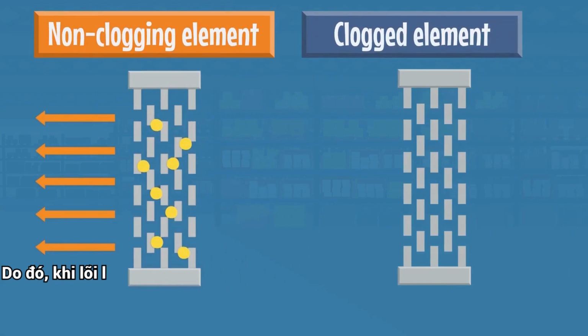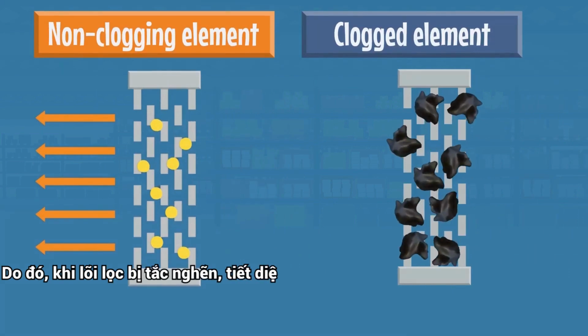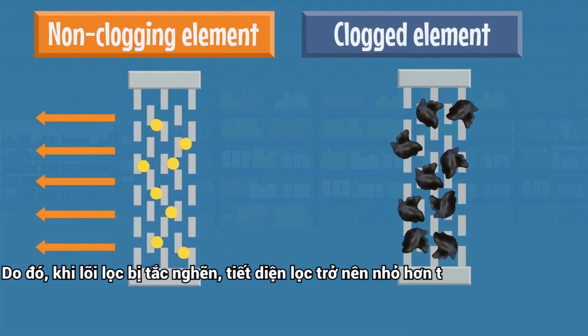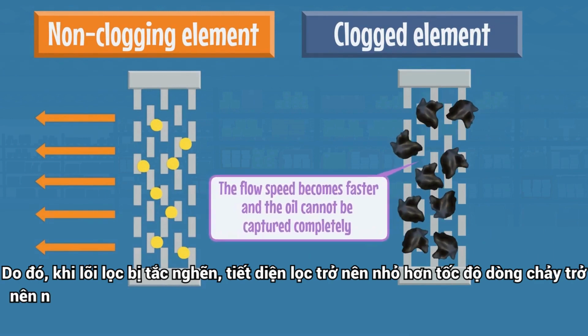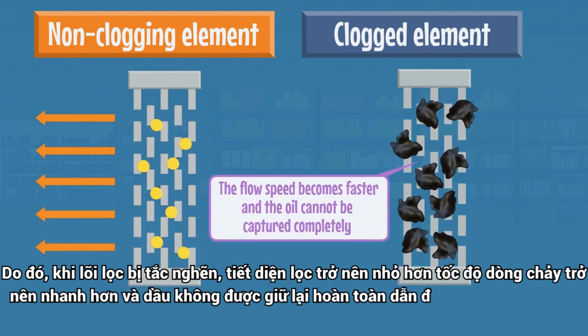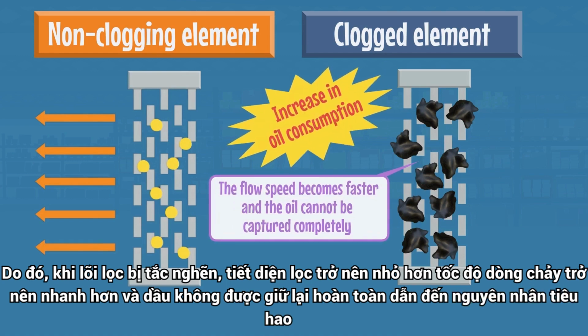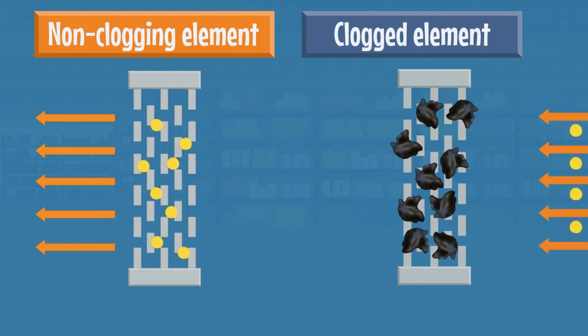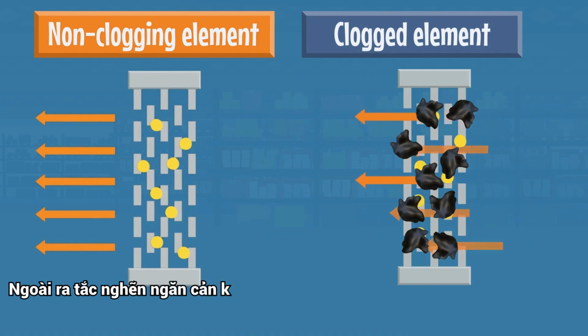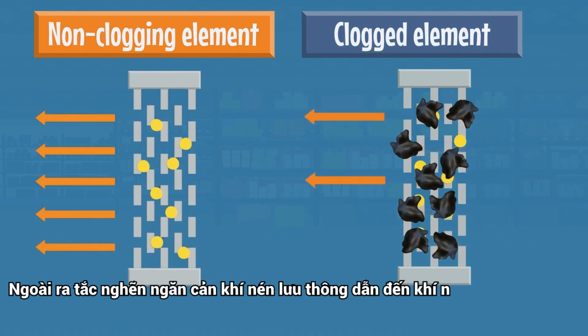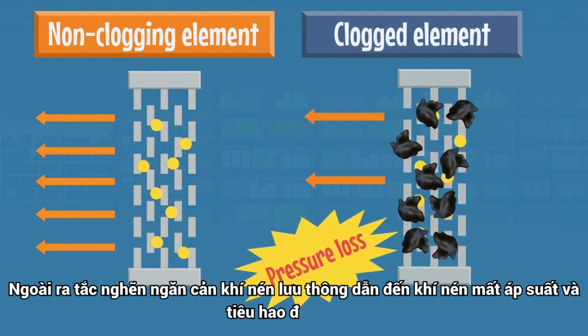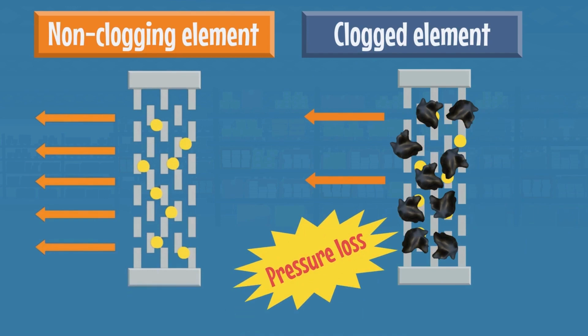Therefore, when this oil separator element becomes clogged, the filtration area becomes smaller, so the flow speed becomes faster, and the oil cannot be captured completely, resulting in an increase in oil consumption. In addition, clogging prevents the air from flowing properly, resulting in pressure loss and an increase in power consumption.